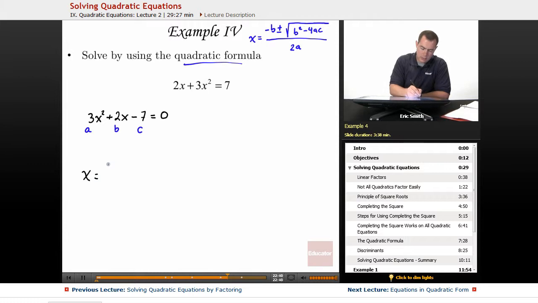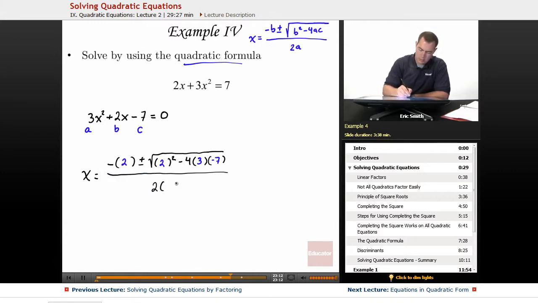So x is equal to negative the value of b, which I said was 2, plus or minus the square root, here's where we put in b again, 2 squared, minus 4 times the value of a times the value of c. So a and c. All over 2 times the value of a. So you can really see I've just substituted the proper values into all of their spots.